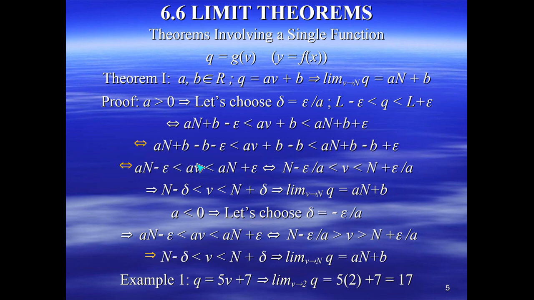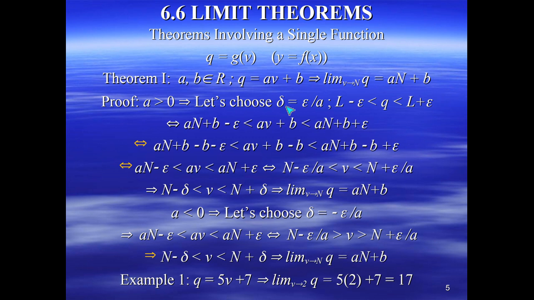an minus epsilon less than a times v less than a times n plus epsilon. And since a is positive, if we divide both parts by a, a over a is 1, so we remain with n minus epsilon over a less than v, since the a's cancel each other, less than, when we divide a times n plus epsilon by a, n plus epsilon over a. So our v is between n minus epsilon over a and n plus epsilon over a, meaning n minus epsilon over a less than v less than n plus epsilon over a.